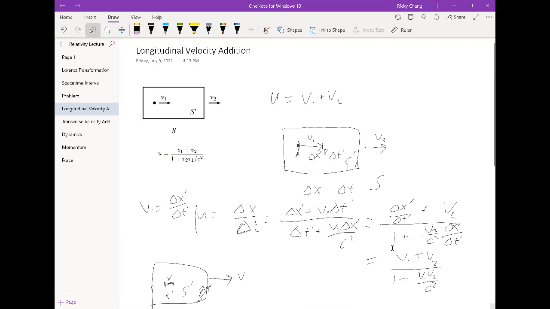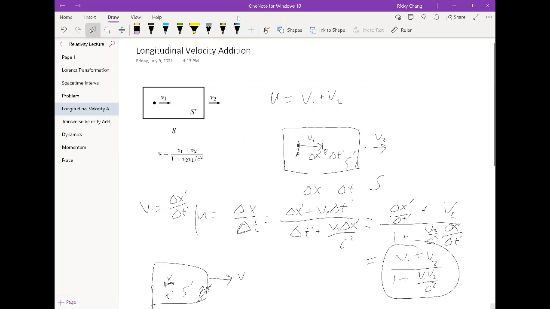So as you can see, this is u, same as this equation shown here. So that's just a longitudinal velocity addition. If some object is moving with some velocity relative to a frame, which itself is moving with some velocity relative to another frame, then the velocity as measured in our frame is just this.